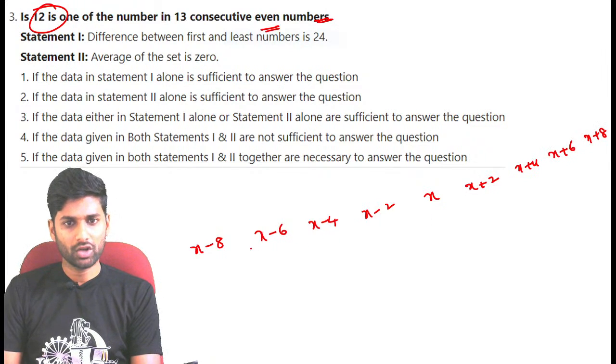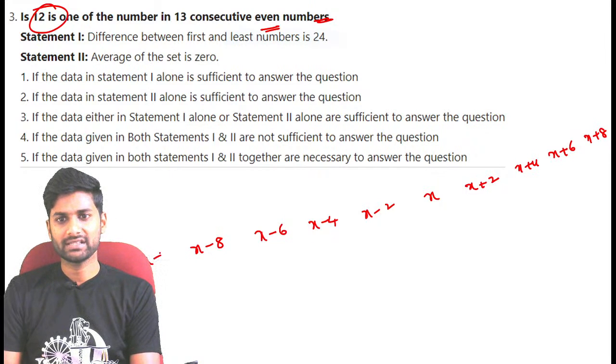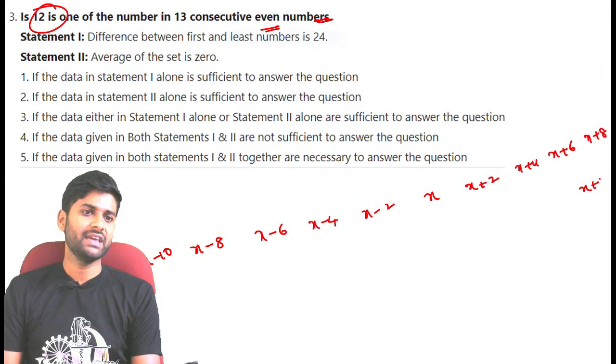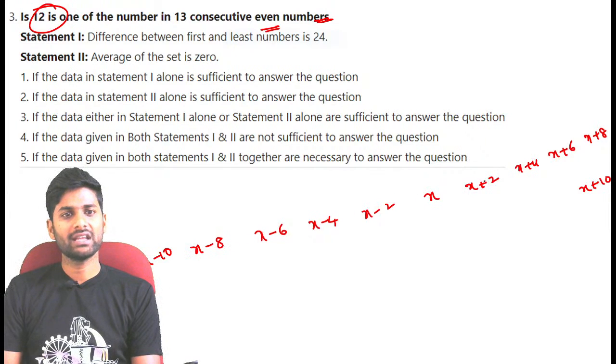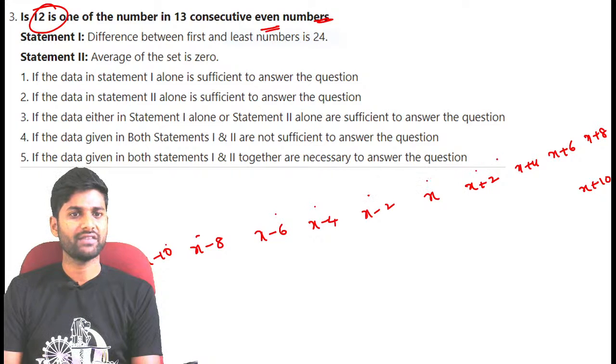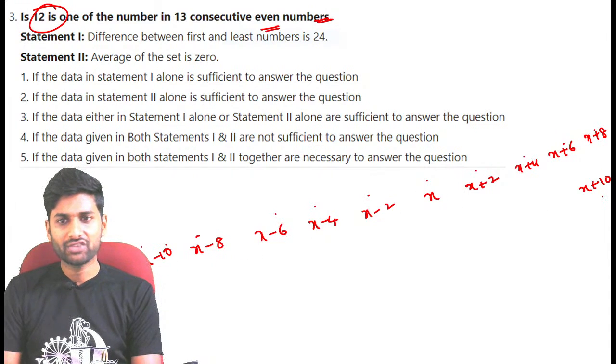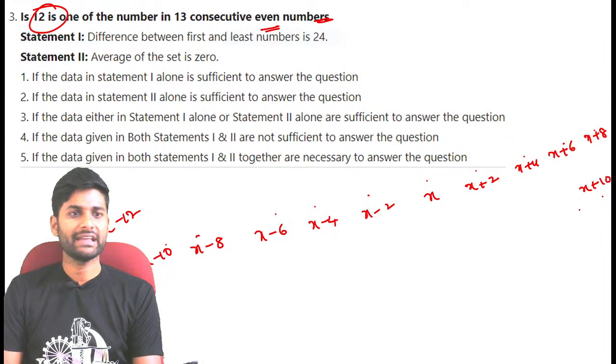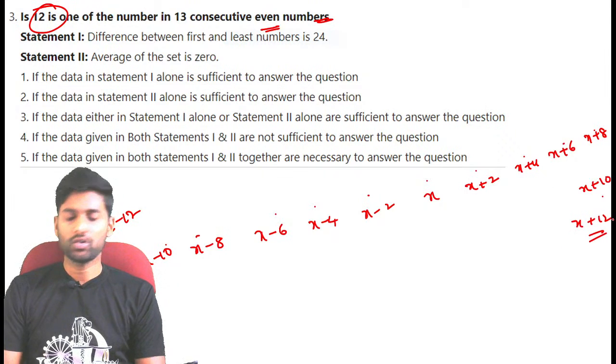Now see, so total how many are completed? 9 completed. Again, you can take this as x minus 10, and the last one is x plus 10, guys. See, now these are the 13 consecutive numbers: 1, 2, 3, 4, 5, 6, 7, 8, 9, 10, 11, 12, 13. So that goes from x minus 12 to x plus 12. So these are the consecutive numbers, guys.